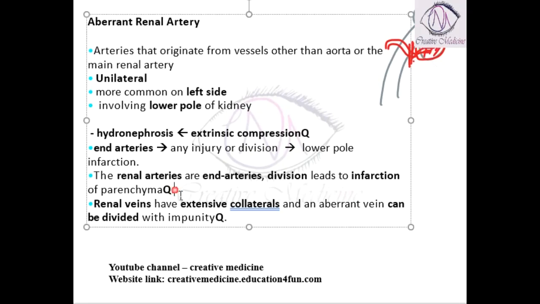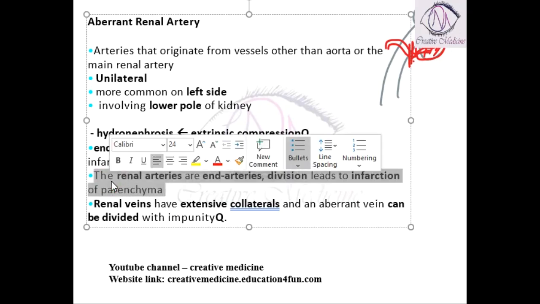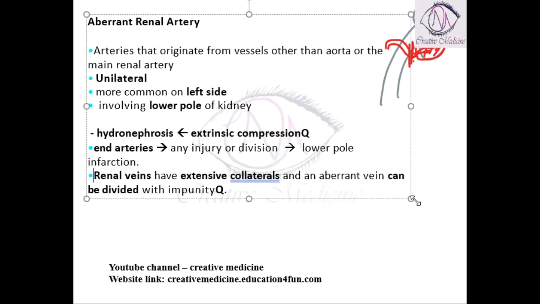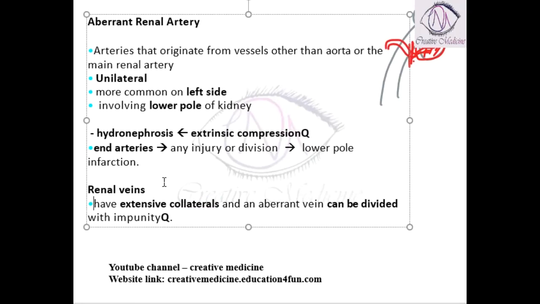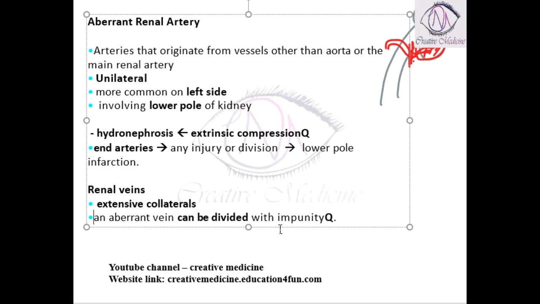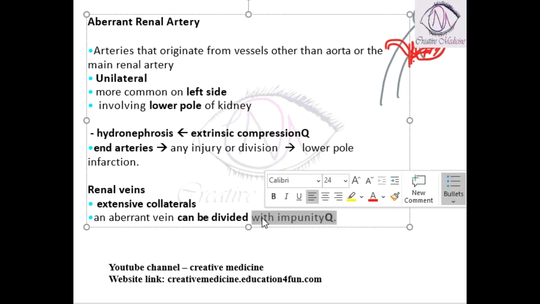So, any type of renal arteries, not just the aberrant arteries, are end arteries. As a result, division of them will result in infarction. But if you see the renal veins, they have extensive collaterals. If there is an aberrant renal vein, it can be divided.